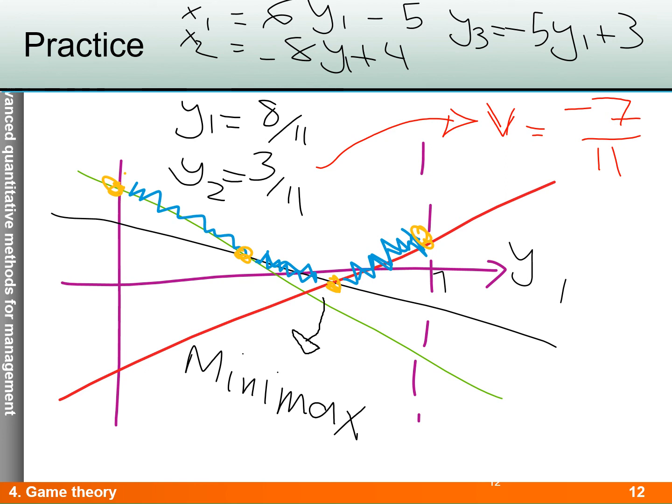Okay, it means that player 2 wins 7 divided by 11, while player 1 loses 7 divided by 11. Okay, so this is the value of the game. For sure, my x2, which doesn't have any role in forming this point, will be equal to 0. Okay, guys?